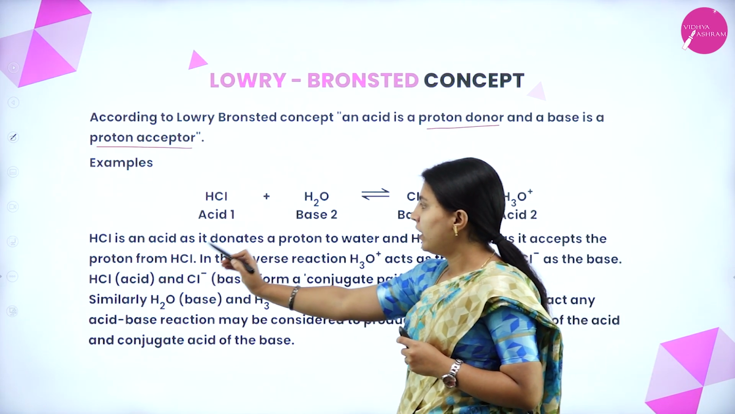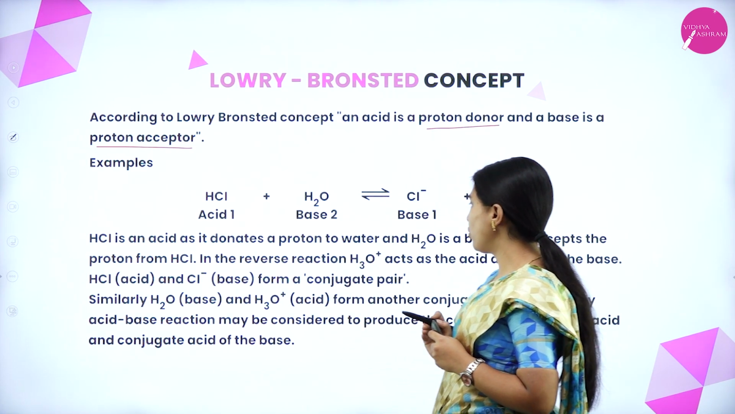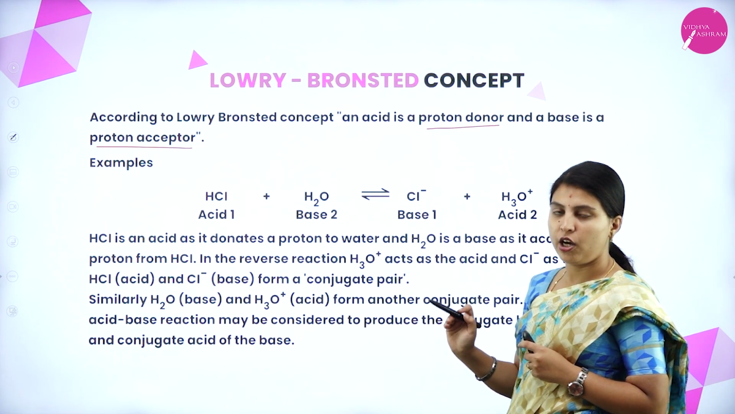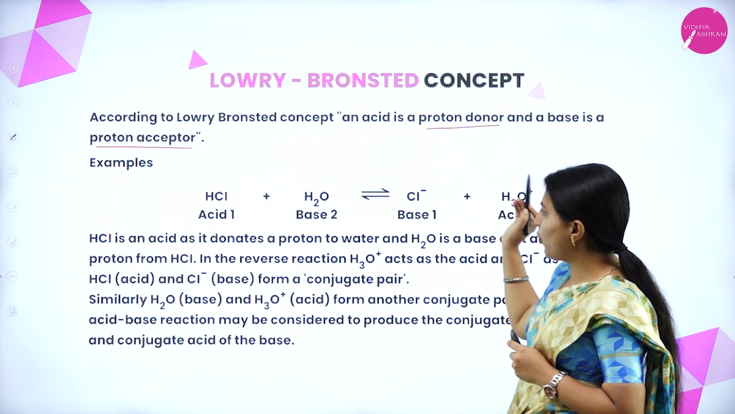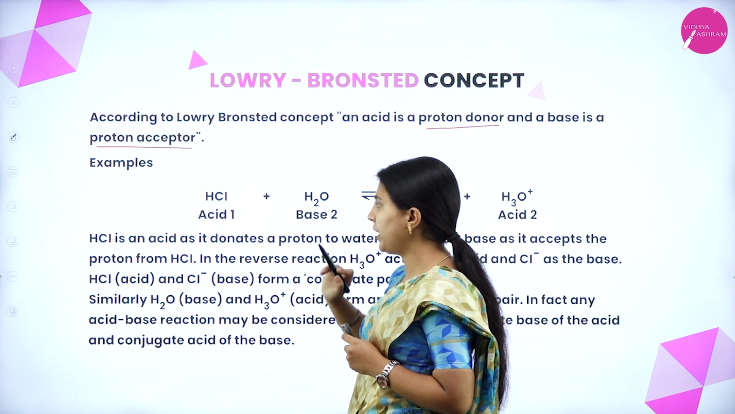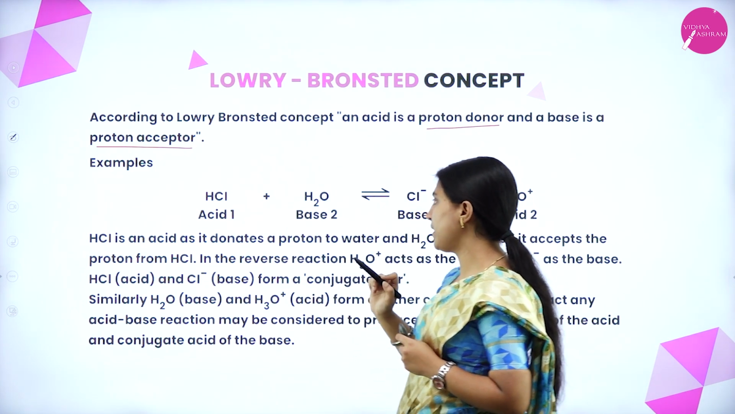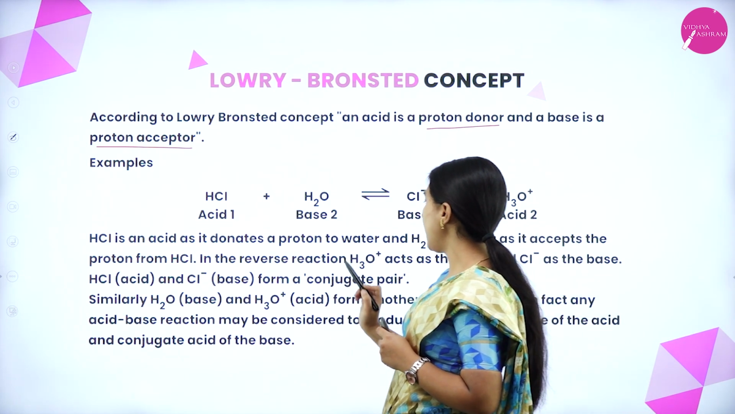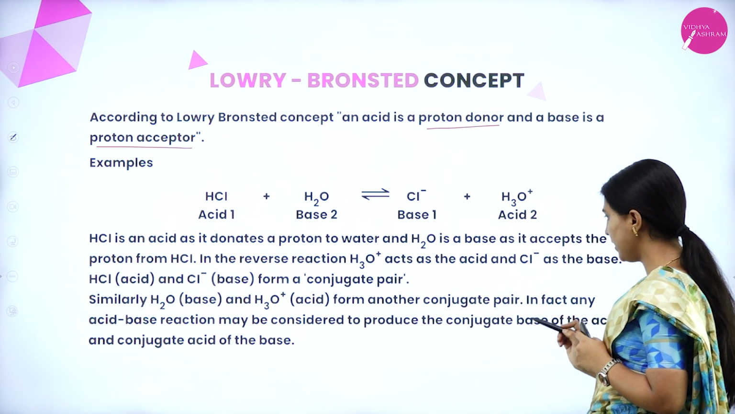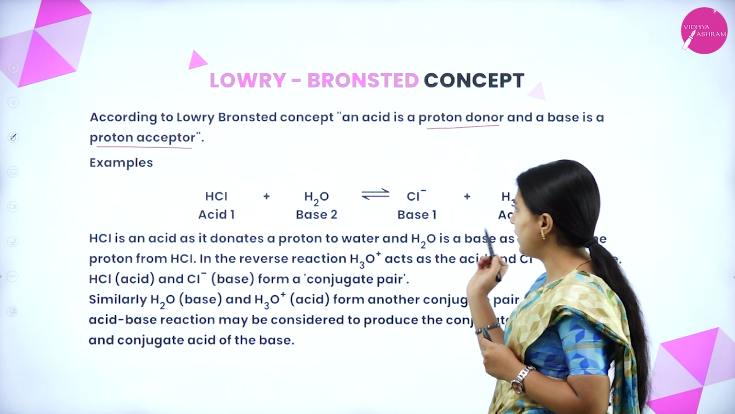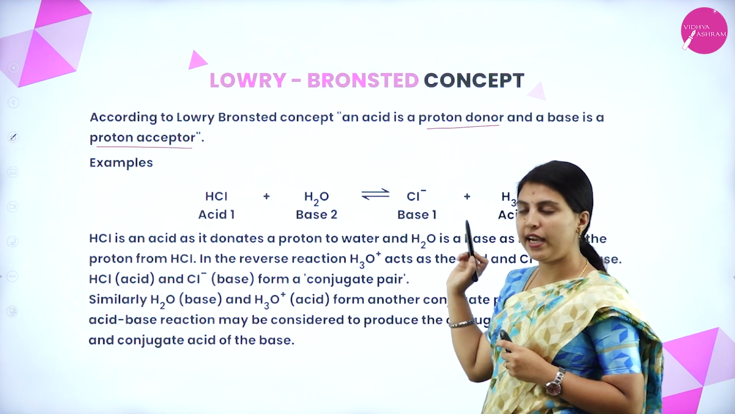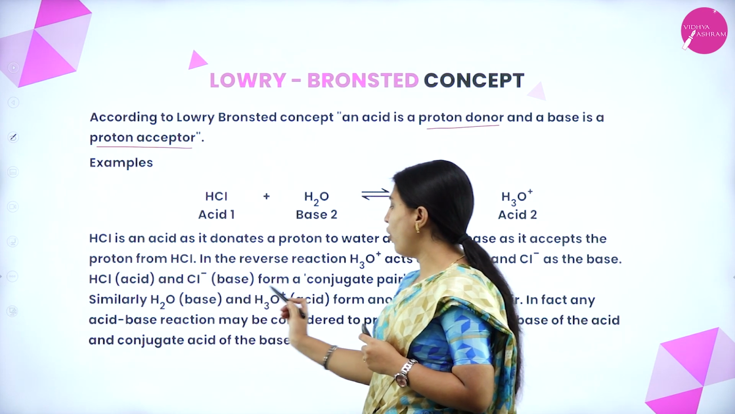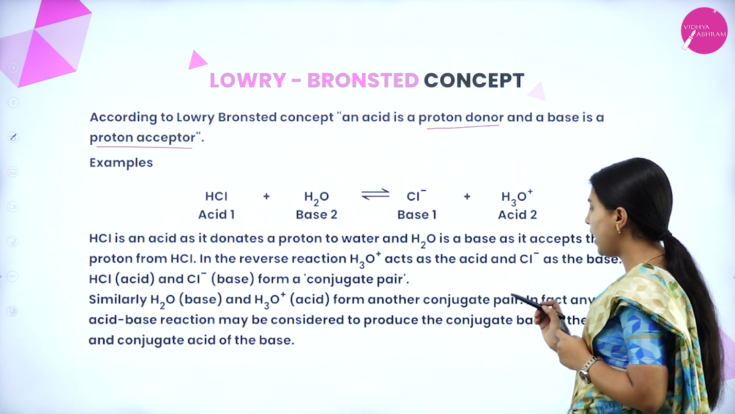See here, HCl is an acid as it donates a proton to water, and H2O is a base as it accepts the proton from HCl. According to his statement, an acid is a proton donor. This is an acid because it is liberating H plus ion. A base is a proton acceptor, so the water molecule is accepting H plus ion. In the reverse reaction, H3O plus acts as the acid and Cl minus acts as the base. In the reversible reaction, this will be the acid and this will be the base, forming a conjugate pair. Similarly, water and H3O plus form another conjugate pair.